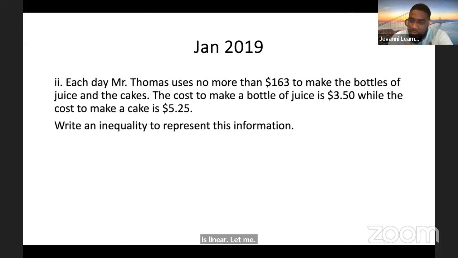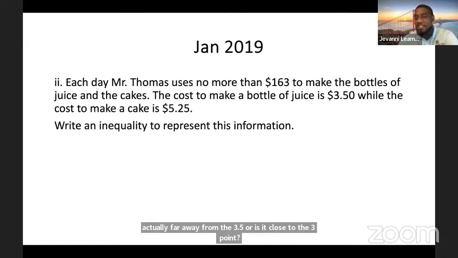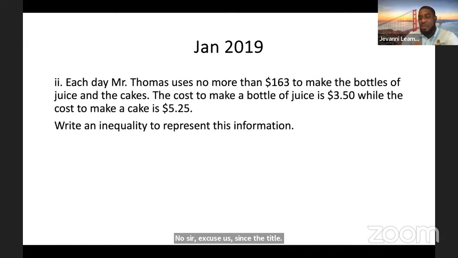All right. By the way, is it that your exes are Khadija, Mackenzie and Zavian? Sorry if I'm pronouncing it wrong. Is it that your exes are actually far away from the 3.5 or is it close to the 3.5? No, sir, it's close. It's just the title. All right, 3 responses. Okay. I think 3 persons are saying the same thing. I need 1 more to break the ice.